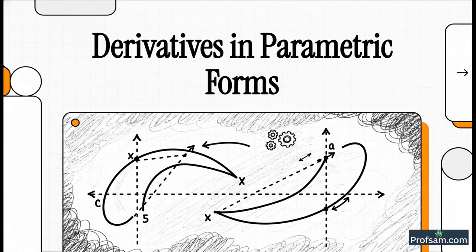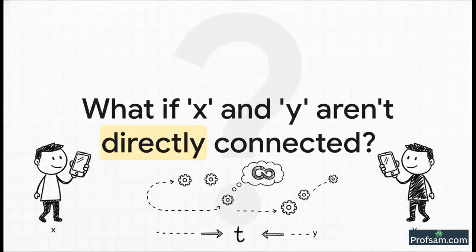Chalo, let's tackle a super interesting topic today, parametric differentiation. So, in differentiation so far, we've always seen x and y directly linked, right? But what happens when they're not? Think about it like this. What if x and y are two people who don't even follow each other on Instagram? How on earth could there be a connection?